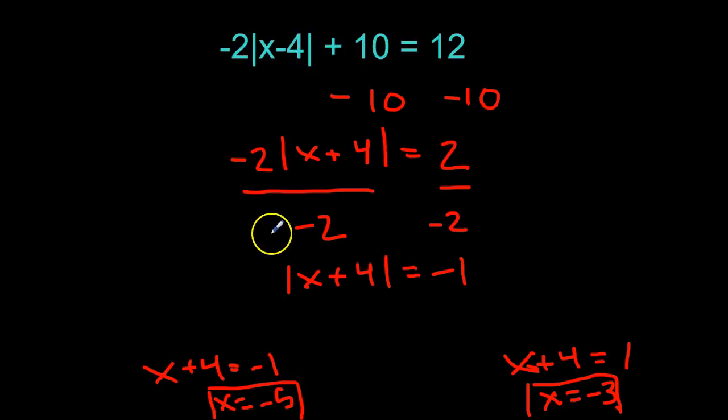So let's try it again. So negative 5 minus 4 is negative 9. Absolute value of negative 9 is 9. So negative 2 times 9 is negative 18. Negative 18 plus 10 is negative 8. So negative 8 equals 12? It does not. So this is nonsense. Let's try it with negative 3. Negative 3 minus 4 is negative 7. Absolute value of negative 7 is 7. Negative 2 times 7 is negative 14. Negative 14 plus 10 is negative 4. So now this whole side equals negative 4, but that side equals 12.